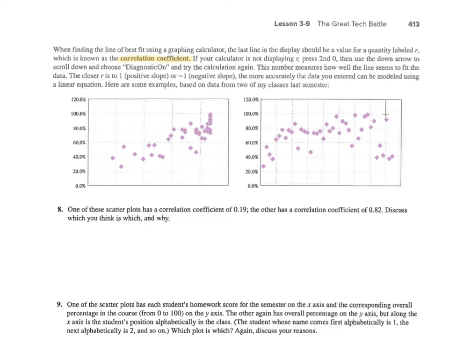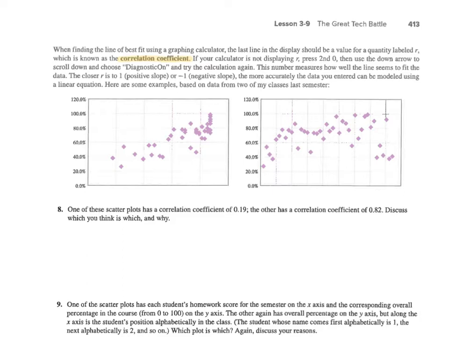So the next sentence is for those people with graphing calculators. If your calculator is not displaying R, you need to press second 0, then use the down arrow to scroll down, and it's going to be a while to choose diagnostics on, and then you have to press enter and try the calculation again. It'll come up.